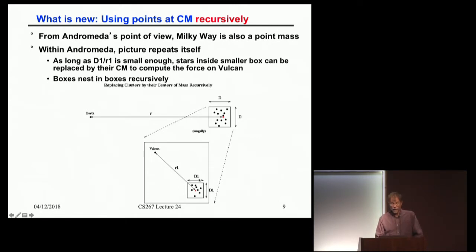Well, I'll use the same criterion. I'll take the box of now much smaller size, d1 by d1 around that solar system, and the distance from Vulcan to that solar system, and I'll again ask, is d1 divided by r1 small enough? And I'll just keep doing that over and over again at every level of the tree.